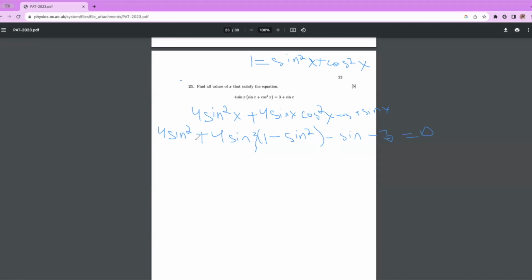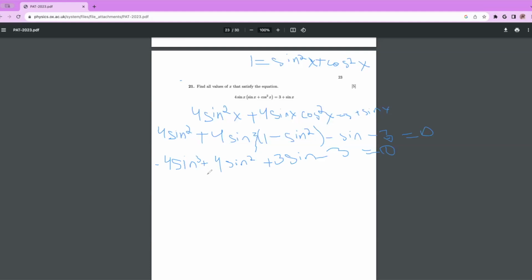This means that we have more sine squared terms and sine terms to group. So we actually have negative 4 sine cubed, because sine times sine squared. And then we have plus 4 sine squared. And then we have plus 4 sine from here and minus sine from here, which makes plus 3 sine. And then minus 3 here, and that's equal to 0.